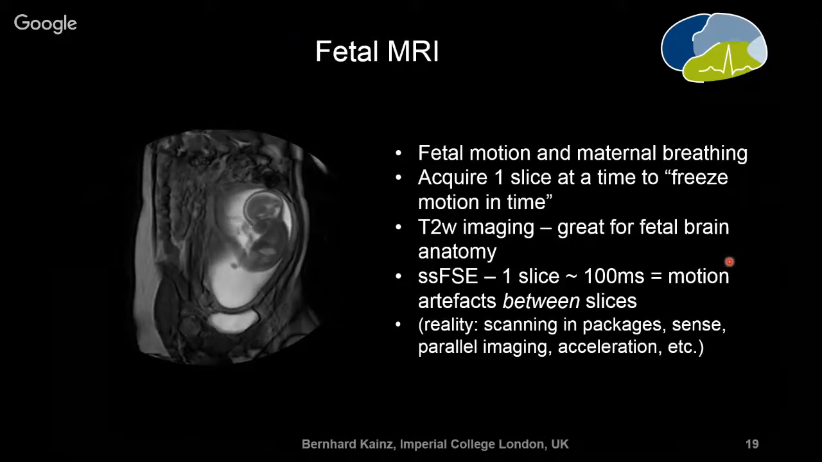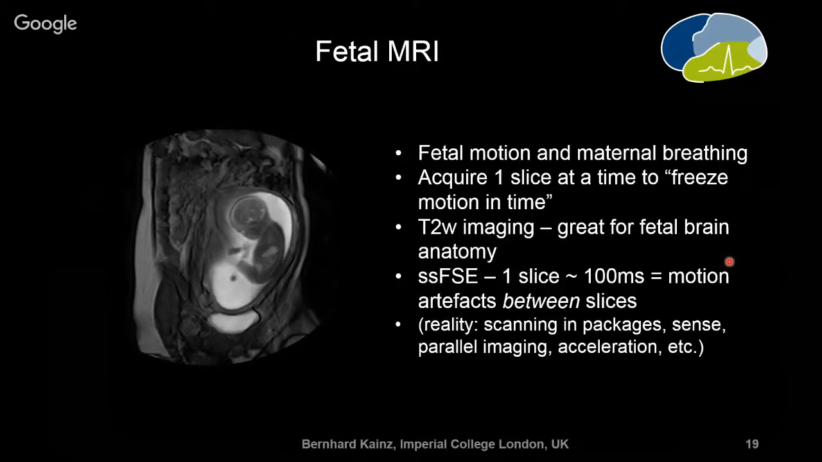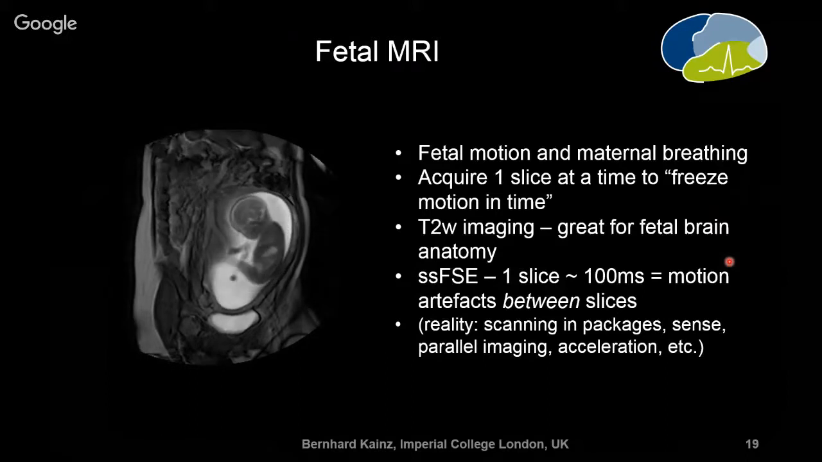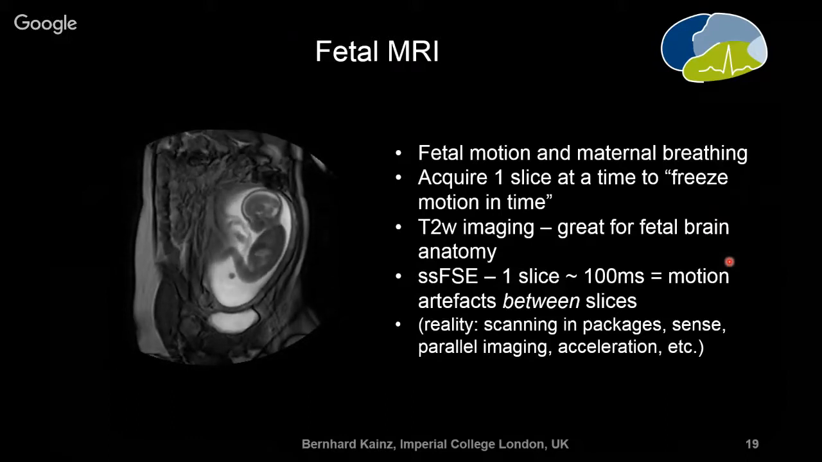Currently we are mainly working on T2 weighted imaging, because the brain is currently one of the most interesting areas, and T2 just gives you a very good contrast for the brain. But we are also working on thorax and abdomen, which works quite well in T2. We use a sequence called single-shot fast spin echo, which takes approximately 100 milliseconds per slice. We started at around 500 milliseconds, and now we're at 100 milliseconds per slice, but we still have motion artifacts between slices.